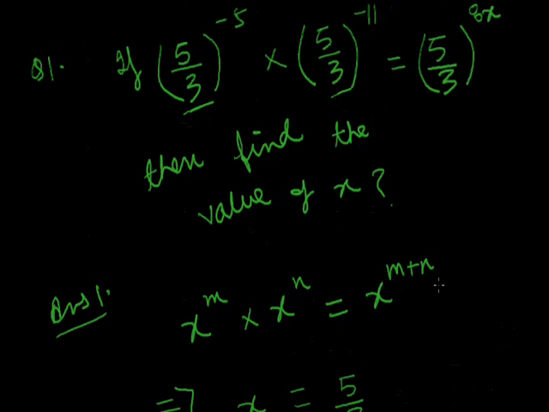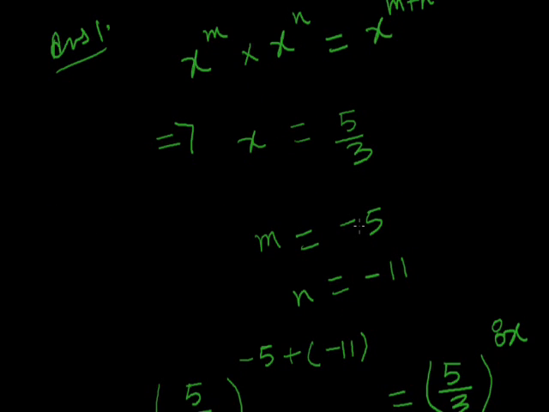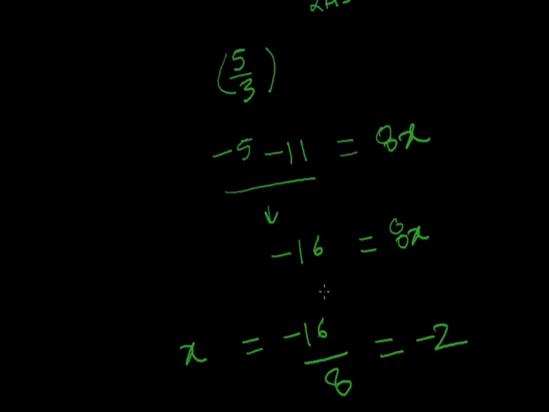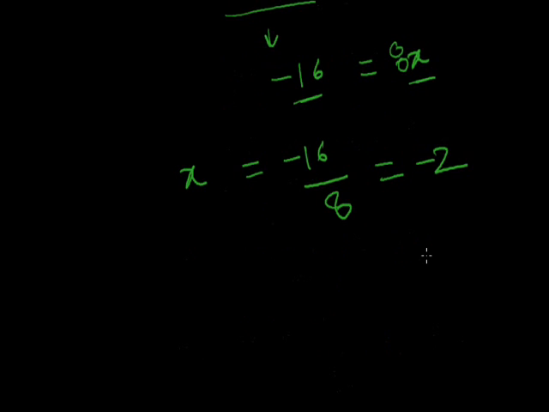First of all, we see whether the base is the same or not. If the base is the same, always add the powers. In this case the base was 5/3, so the powers get added: minus 5 plus minus 11 gives (5/3) raised to the power minus 16. In the second case, (5/3) raised to the power 8x, when the base is the same on either side, always equate the powers: minus 16 is equal to 8x, which implies that the answer is minus 2.